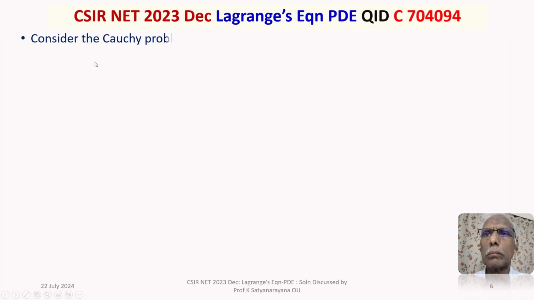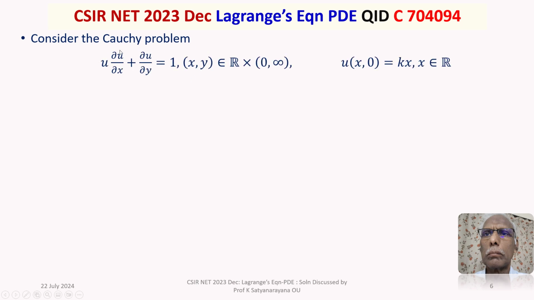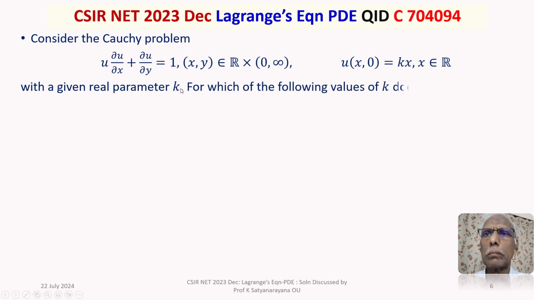The given question is: consider the Cauchy problem u ∂u/∂x + ∂u/∂y = 1, where the ordered pair (x, y) belongs to R × (0, ∞), and the given boundary condition is u(x, 0) = kx, where x belongs to R and k is a given real parameter.